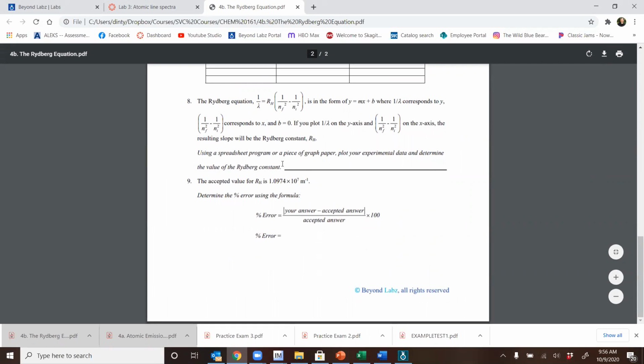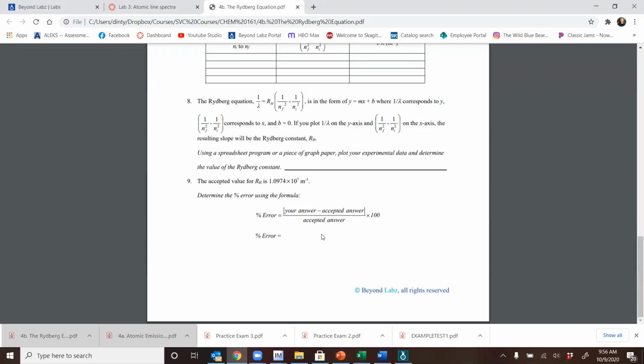From there, you're going to compare your value of the Rydberg constant from your graph to the accepted value, and then calculate a percent error. If your percent error is more than about 5%, you've done something wrong. All right. It should be really, really close. People normally get great data for this.